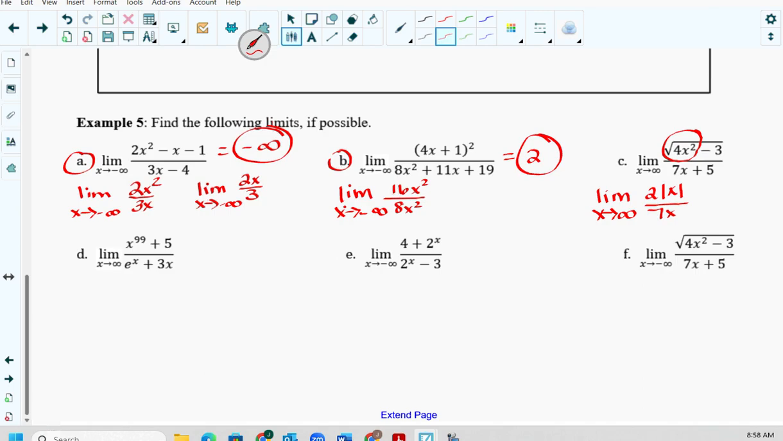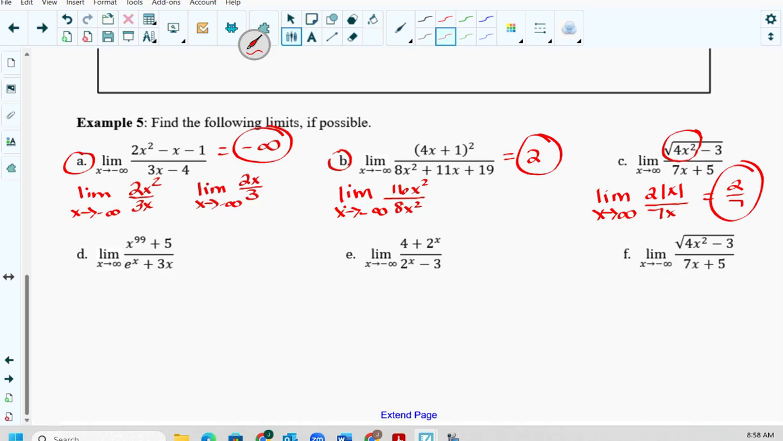When this is positive infinity, it doesn't really matter if you have the absolute value or not, because you're essentially plugging in positive infinities and they'll cancel out. This is just positive 2 sevenths. When it's negative infinity, though, it definitely matters. We've got to think about it. Are you guys okay with just getting 2 sevenths for this one? You see it? Okay, D has e in it.